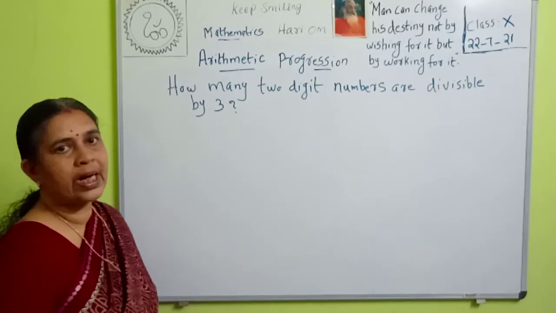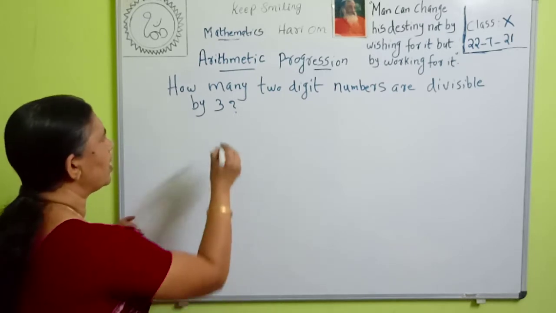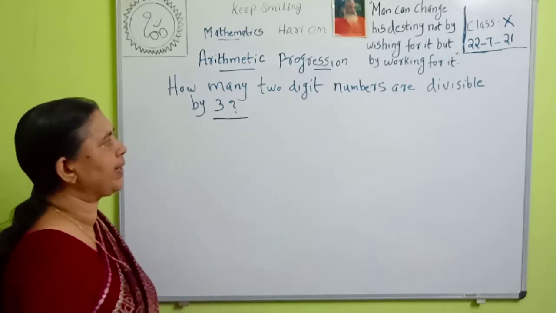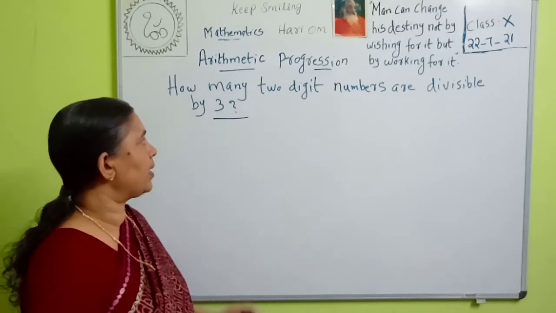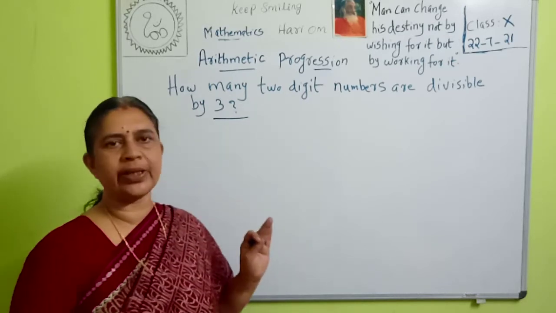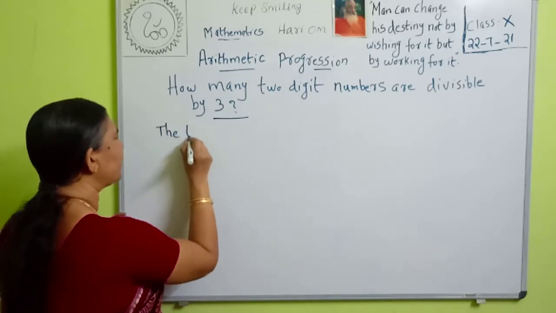Next question. How many two-digit numbers are divisible by 3? You are asked to find how many two-digit numbers are divisible by 3. So what is the smallest two-digit number that is divisible by 3? First one is the two-digit numbers.